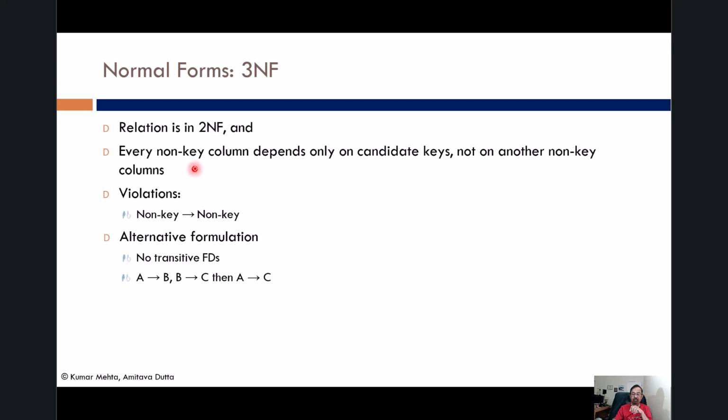And then every non-key column, that means non-primary key column, depends only on the primary key. Okay, so there are no transitive functional dependencies. In a third normal form relation, there must not be any transitive functional dependency. Like a transitive dependency is A to B, B to C, therefore A to C. Okay, so this is a transitive dependency. So the definition of a relation in third normal form is it must be in second normal form, and there must not be any transitive dependencies.